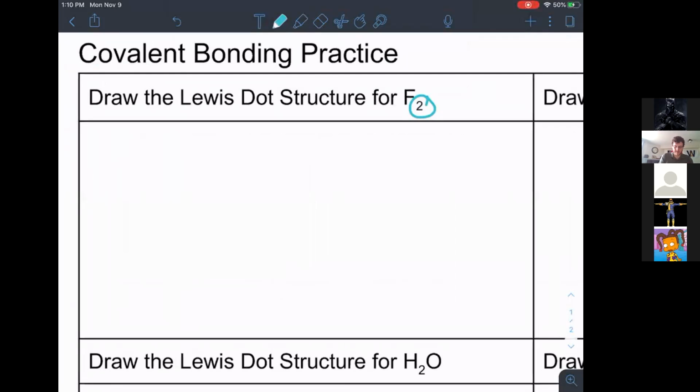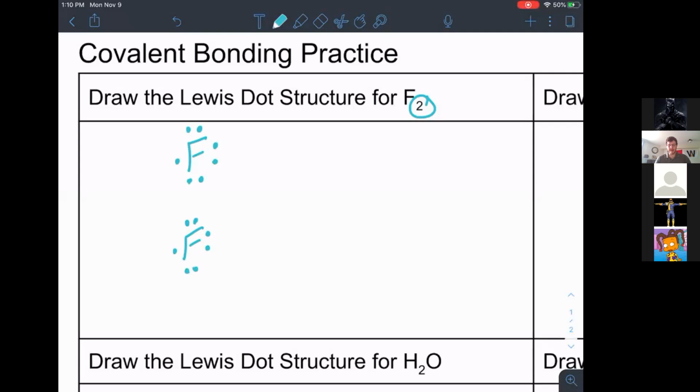Symbol letter, and then the valence electrons around it. Perfect. Their element symbol with their number of valence electrons around it. How many valence electrons does fluorine have? 7. It has 7. Perfect. So we go 1, 2, 3, 4, 5, 6, 7. 2, 3, 4, 5, 6, 7.